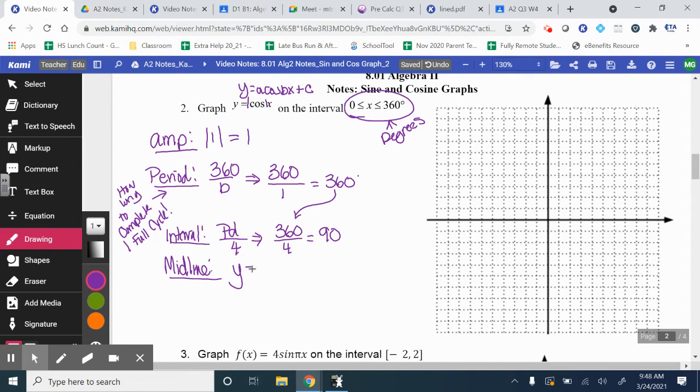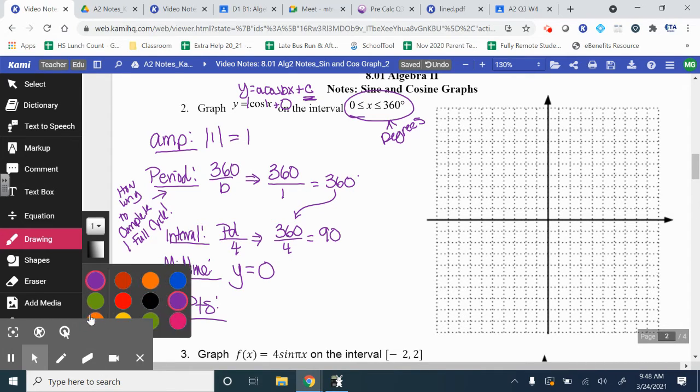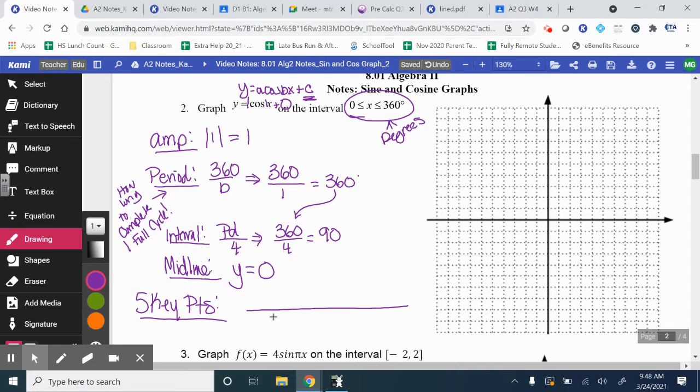So the midline is y equals whatever your c value is. So we're not adding anything. So that means we're adding a 0. So your midline is just the x-axis again. And then I want you to show your 5 key points. Now, it doesn't even matter for your 5 key points if you're graphing all of them, but these are the ones you want to show, and then you can adjust it to whatever your interval is up there.